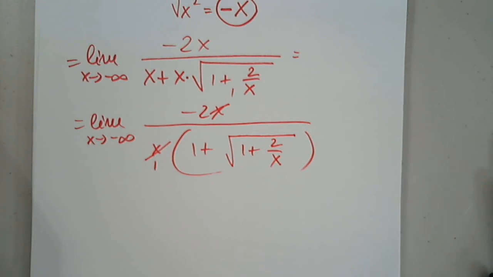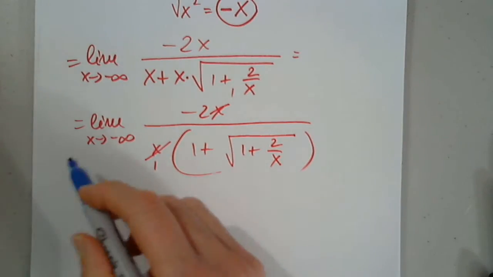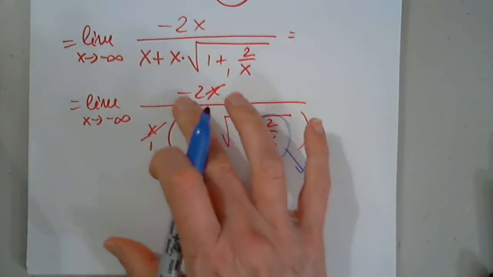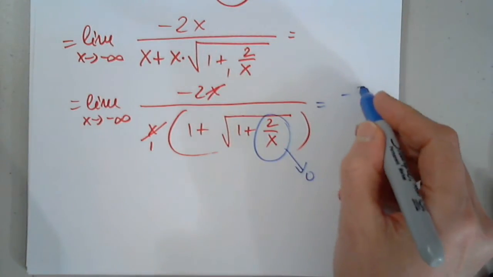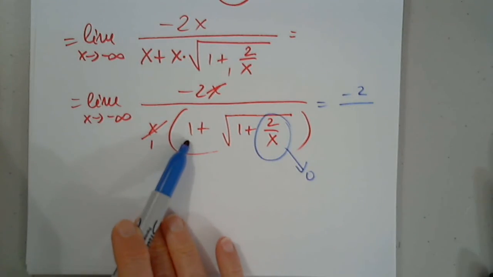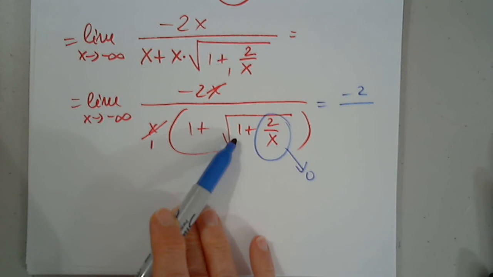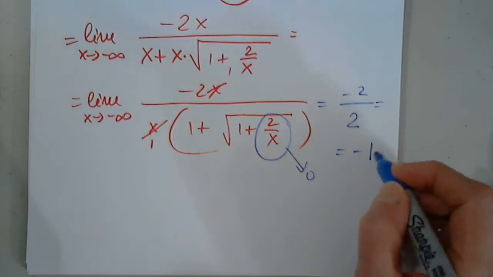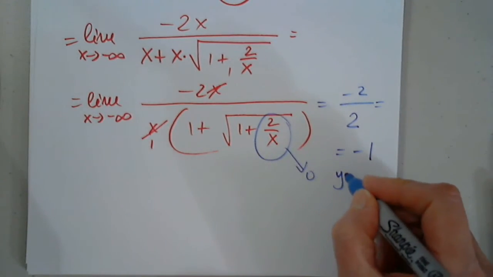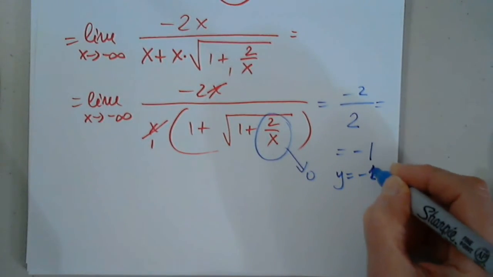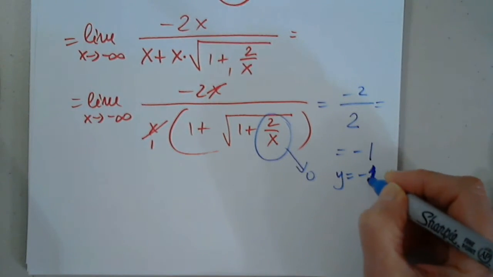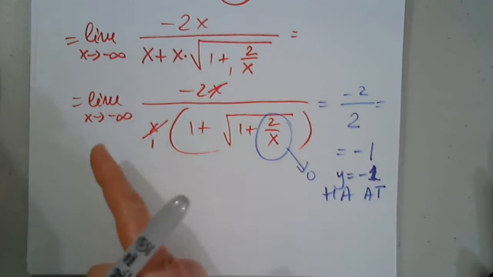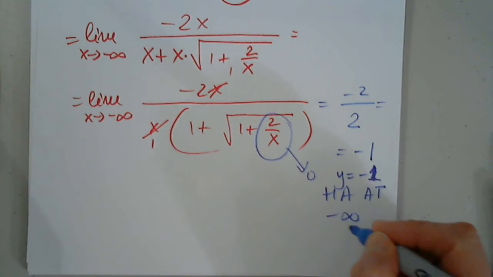And at this point, I know what I have to do. X approaches negative infinity, and this will approach 0. So the numerator is negative 2, and the denominator is 1 plus 1. So it's 2. So the final answer is negative 1. And I have to write, that means that y equals negative 1 is a horizontal asymptote at negative infinity.